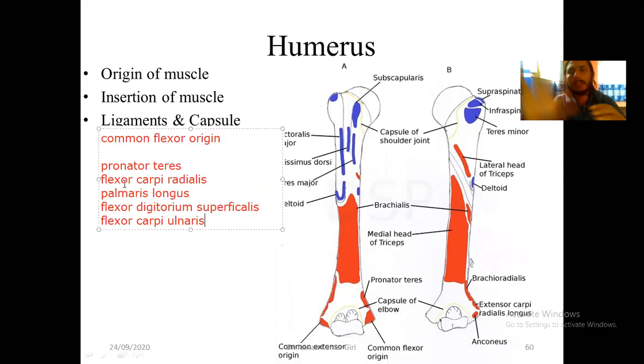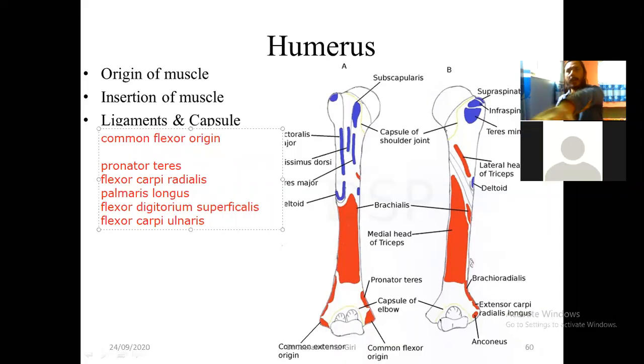So just remember the five fingers of your hand. Now see here, let me show you. So this is your hand. Now see, the common flexor origin is from the medial epicondyle, isn't it? So here is your thumb, that is on the lateral aspect. Now see, this is the medial epicondyle.